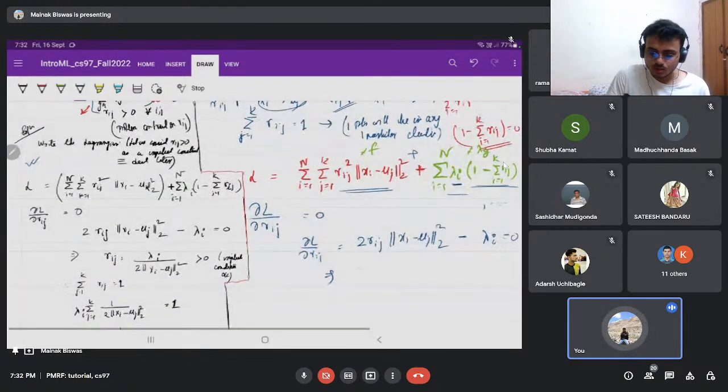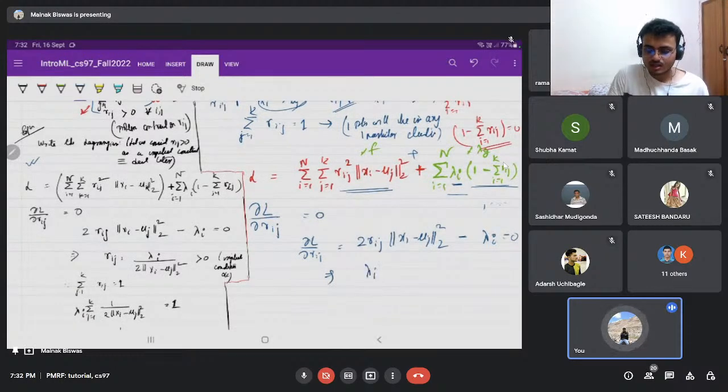So this will turn out to be Rij, or say lambda i. What are the multipliers? They turn out to be 2 Rij (xi minus mu j) squared. This is one thing that it turns out to be. So you can write Rij.